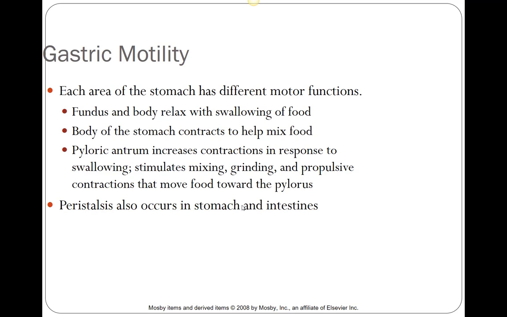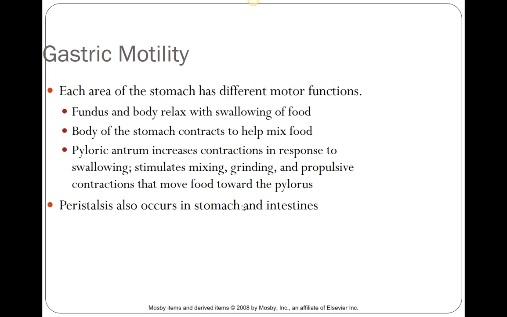When we look at gastric motility, each area of the stomach has some different motor functions. So the fundus and the body relax with swallowing of food. The body of the stomach also contracts to help to mix food, so it actually is what's important with stirring. The body is a lot of times also what's rumbling when your stomach is what we call quote unquote empty, when it's wanting food. You'll actually notice it stirring and moving around.